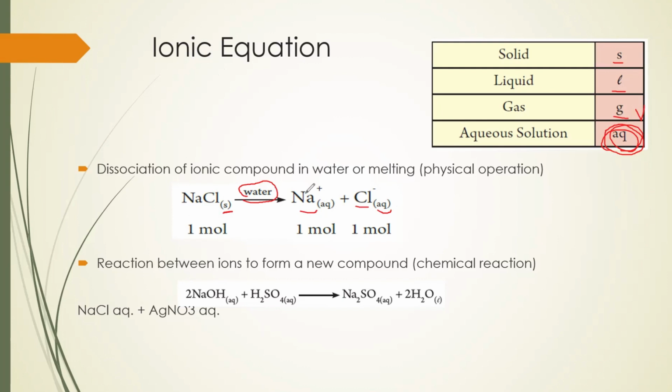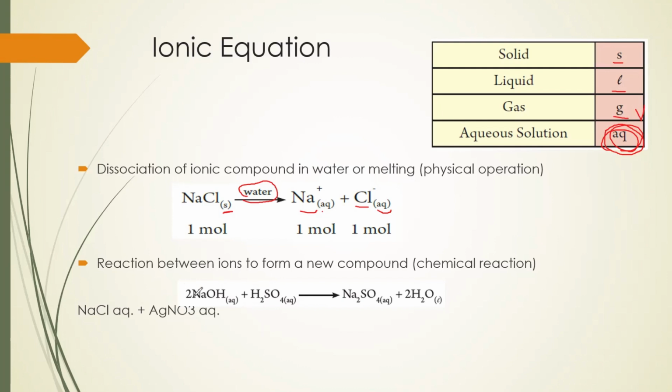So the ionic equation can show us the decomposition of a compound in water or melting of a compound producing its ions. Or it is a reaction between ions to form a new compound, a chemical reaction. Okay, an example is sodium hydroxide aqueous with sulfuric acid aqueous that produces sodium sulfate and water liquid.